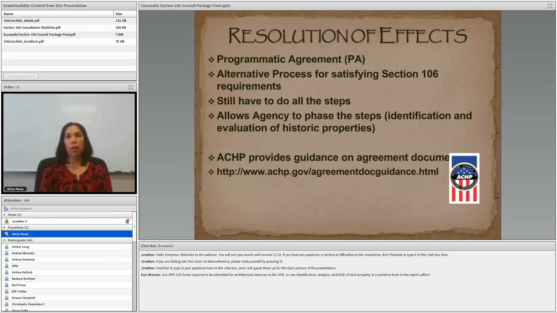So for instance, if the APE couldn't fully be surveyed during your identification efforts because of access issues, you may need to phase your identification and evaluation of historic properties. So in this case, a PA would be applicable. Definitely want to check out the Council's website for more guidance on agreement documents. And I believe our website also has links too that may be beneficial.